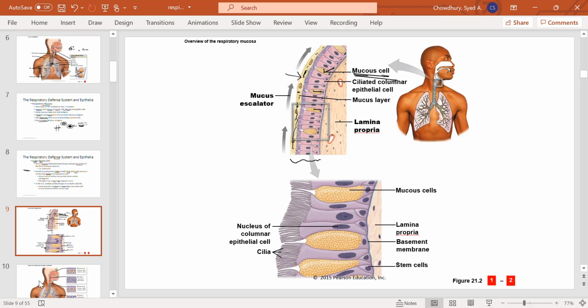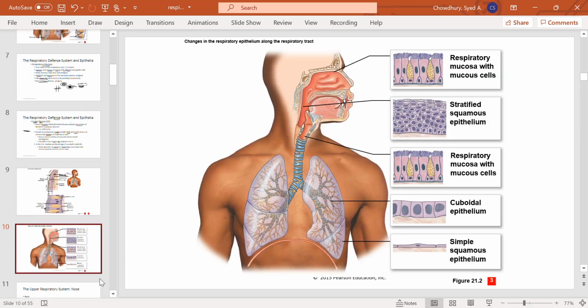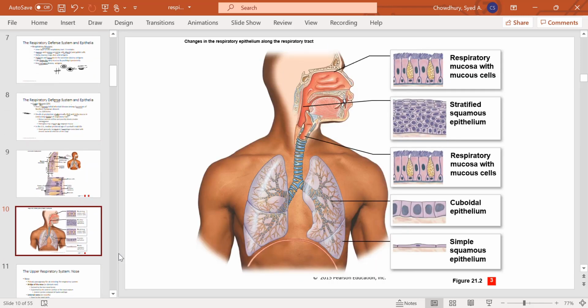And you see the cilia here. These are cilia. You can see them here in the larger picture. They are soft hair-like structures to clear the mucus. They push the mucus posteriorly, so it will go to your stomach and will be destroyed. The mucus containing the antigens will be destroyed.